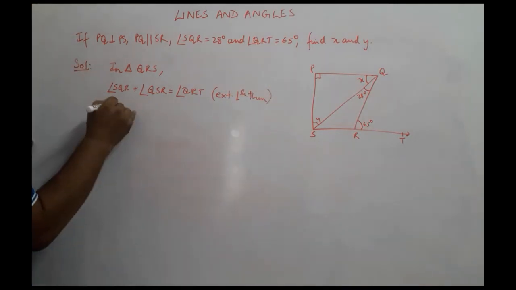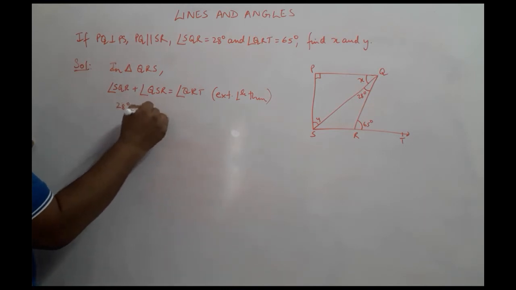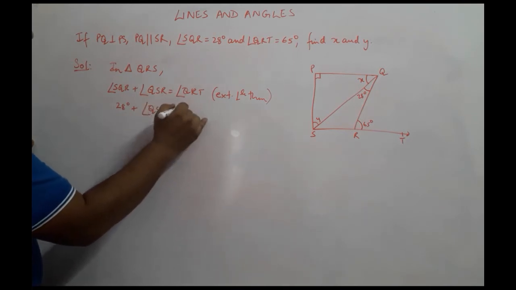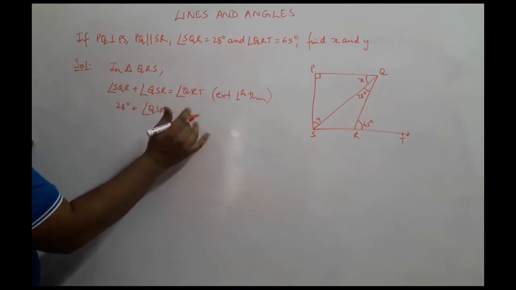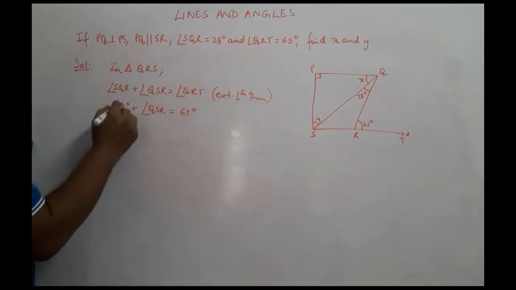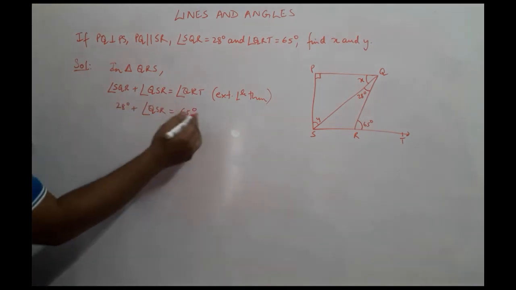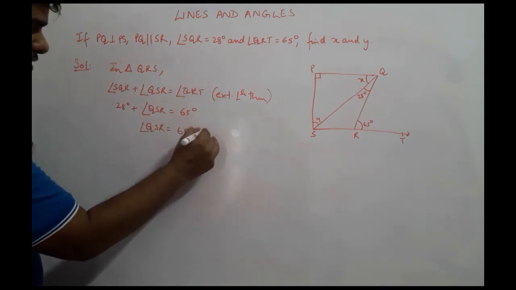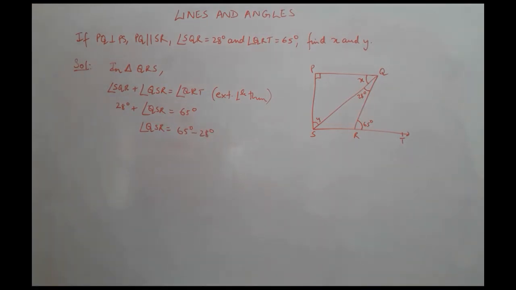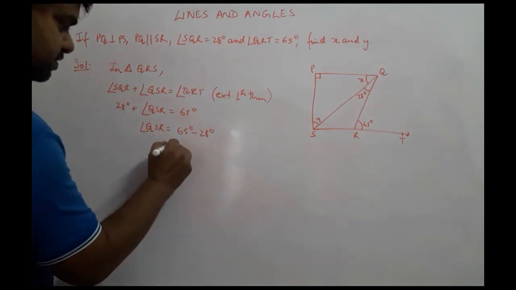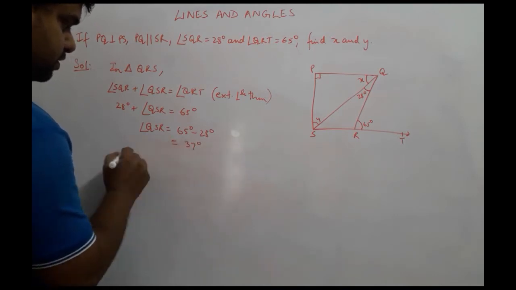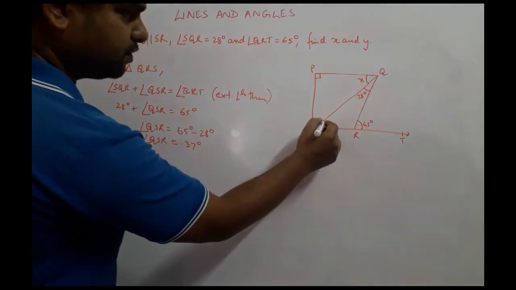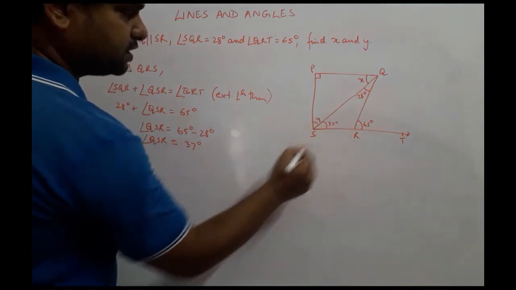SQR is given as 28 degrees. We need to find out QSR, and QRT is given as 65 degrees. So I take 28 degrees on the other side, it becomes negative. 65 degrees minus 28 degrees comes to 37 degrees. Okay, so angle QSR is equal to 37 degrees. Now we have got this one as 37 degrees.